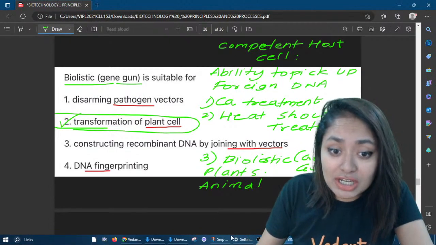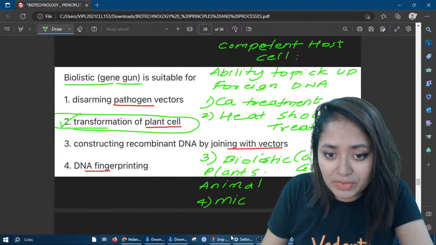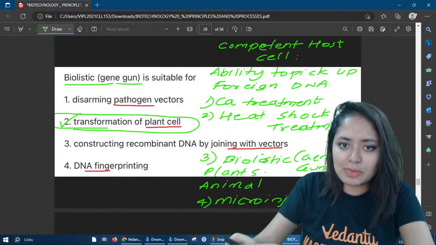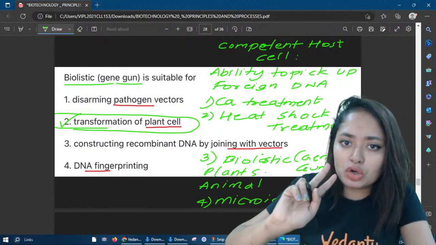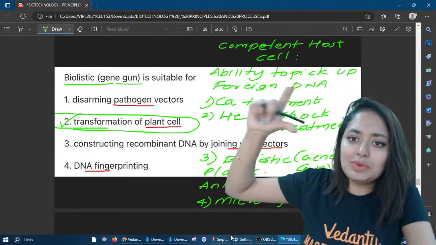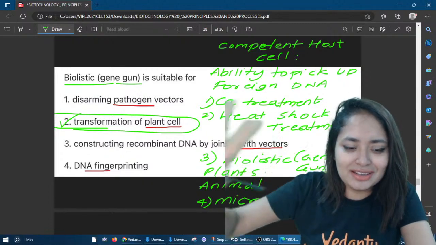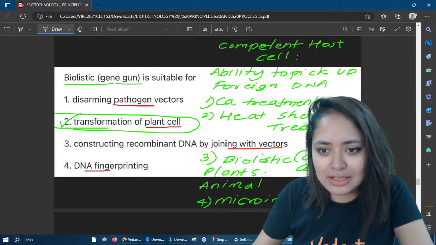Okay, microinjection is another method. Very good. I was asking you people that only. Very nice. Okay, so all these methods can come as a 2-mark short note. Write all the different ways in which a competent host cell can be created. 2 marks short note. Okay, next question. Let's go.